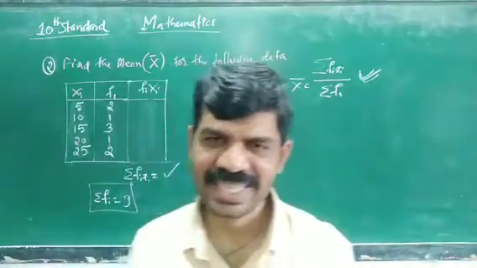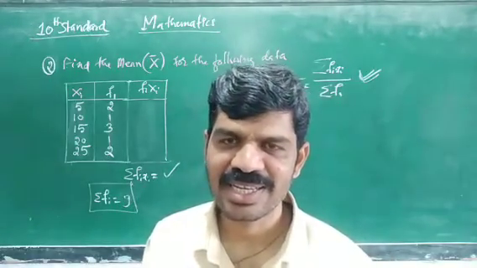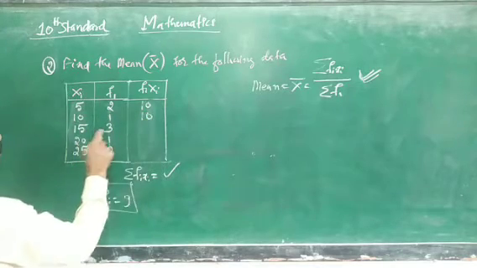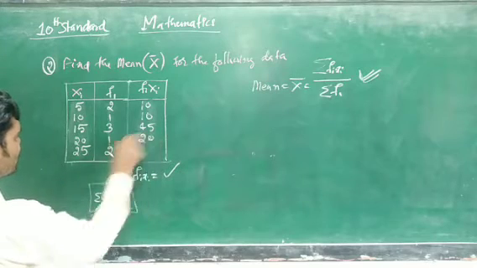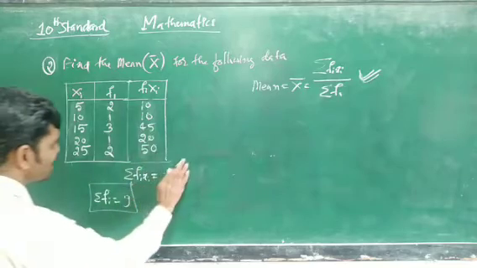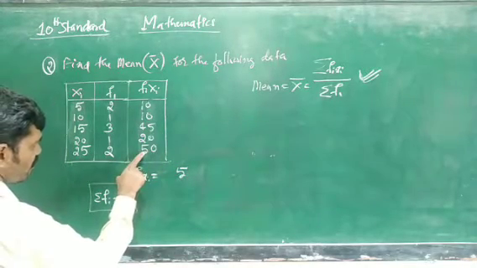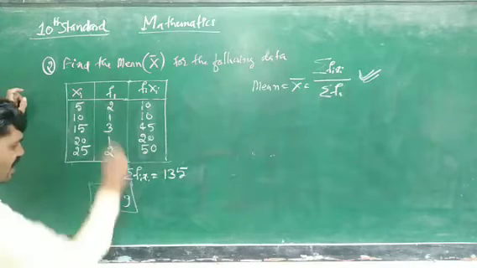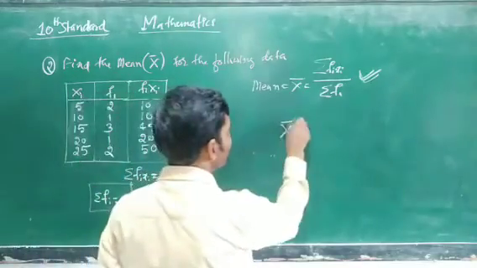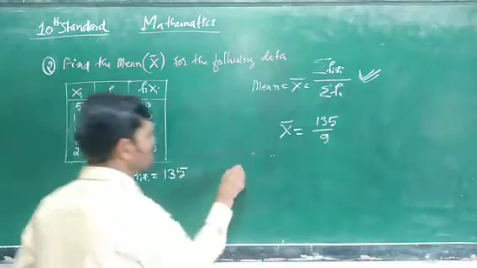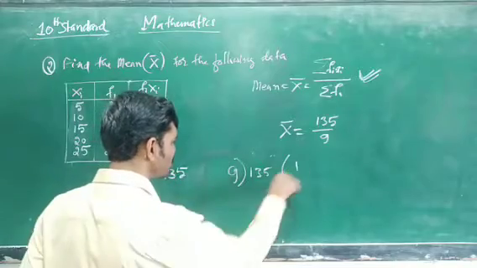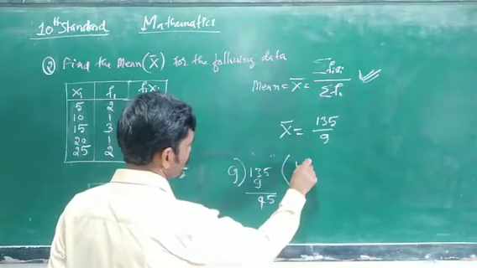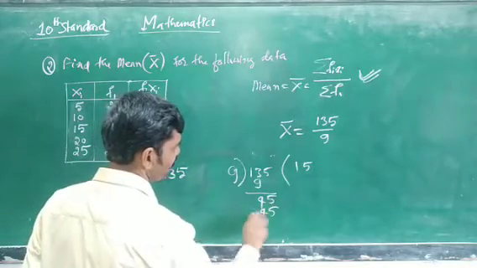I hope you have completed that. I will solve this problem and see if there is any mistake, you correct it yourself. 5 2s are 10, 10 1s are 10, 15 3s are 45, 20 1s are 20, 25 2s are 50. The summation of these is 135, and the summation of fi is 9.